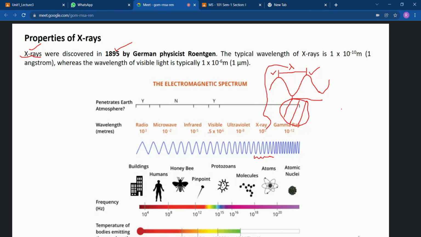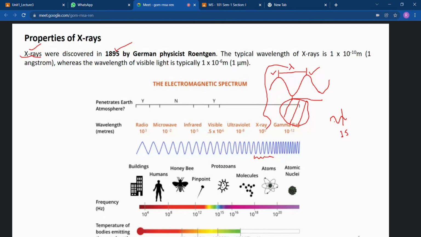And what is frequency? Suppose this is the point. This is a wall here. So in 1 second, how many waves can pass through it? Means how many wavelengths can pass through it. And if the number of waves is higher, then it means that it has higher frequency.